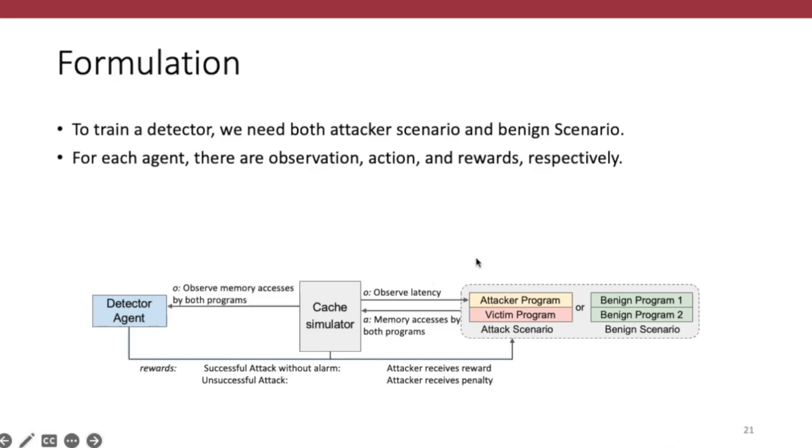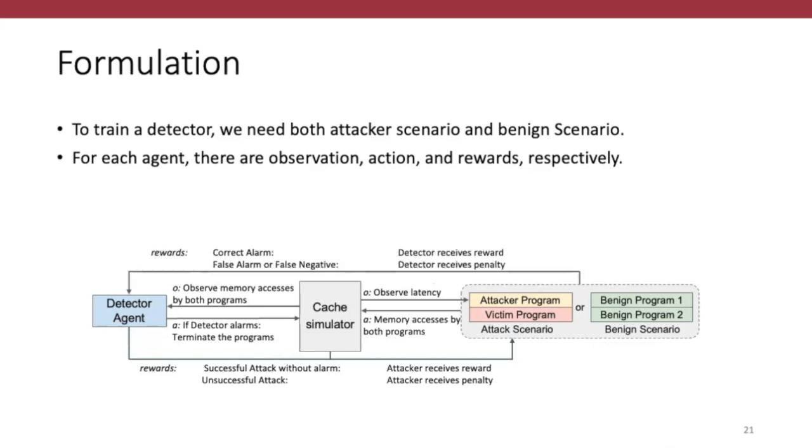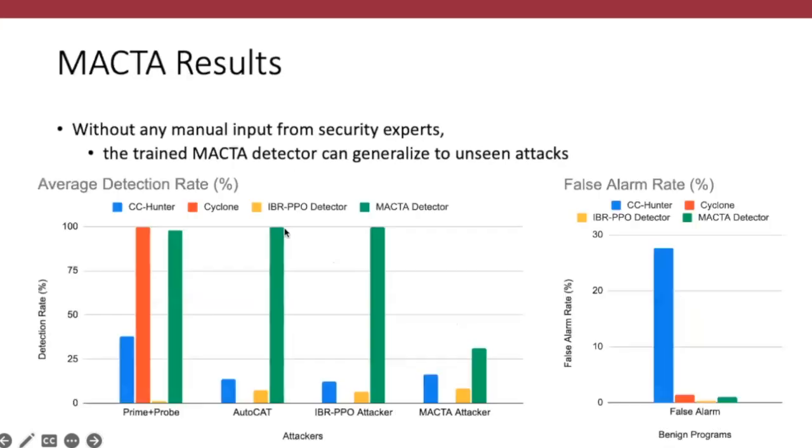For the detector formulation, the observation space is similar to the attacker's: we let the detector observe all the memory accesses of the cache simulator. For the action space, the detector can choose to raise an alarm or not, depending on whether the detector thinks it is malicious behavior. And the rewards are based on whether the alarm is a false alarm or a correct alarm, and whether we have false negatives in terms of detection.